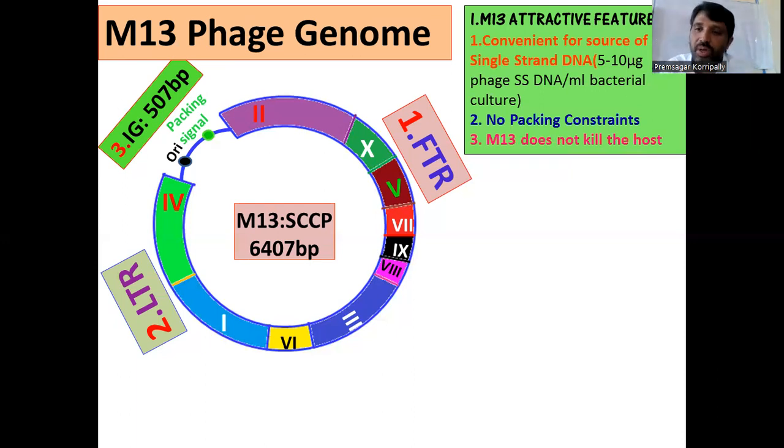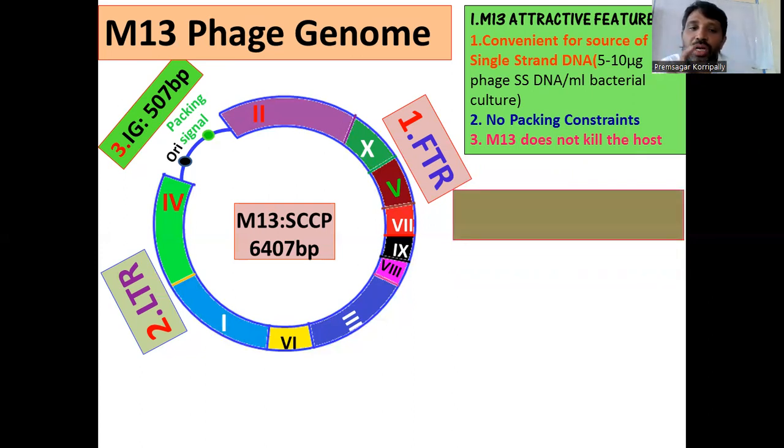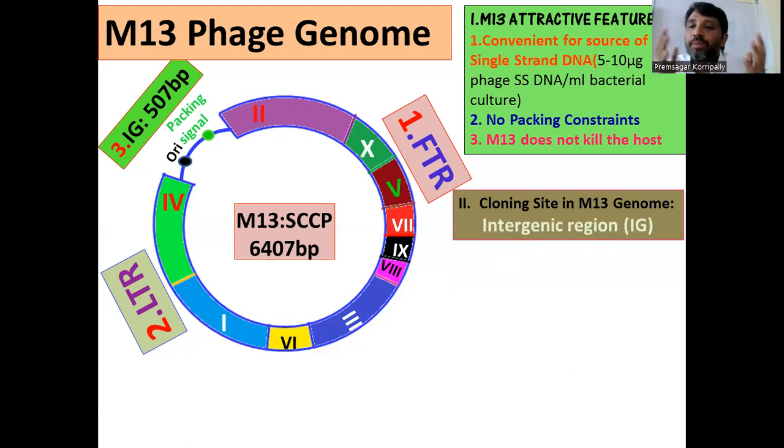cloning vector. Fine. As I told you, the genes from 2 to 4 are very tightly packed, and you cannot use any gene of the FTR or LTR for gene manipulation, right? They are very, very essential for the phage life cycle. So we need to search for a region which is not essential and also allows the manipulation of the genome. That's nothing but the intergenic region. The cloning site in the M13 genome is the intergenic region.